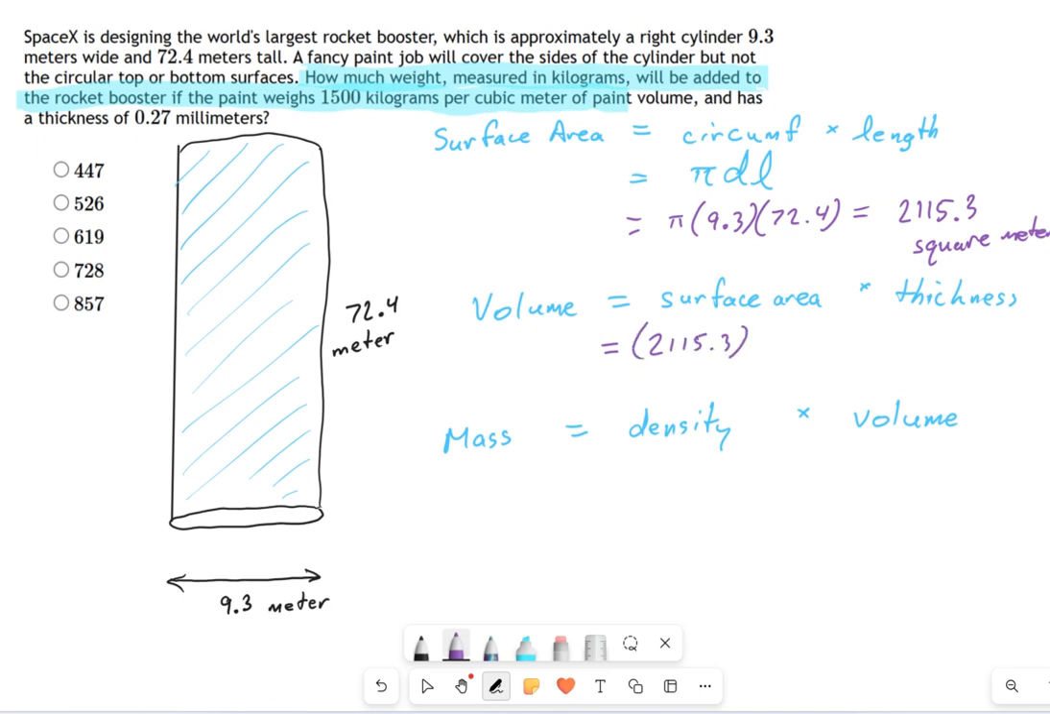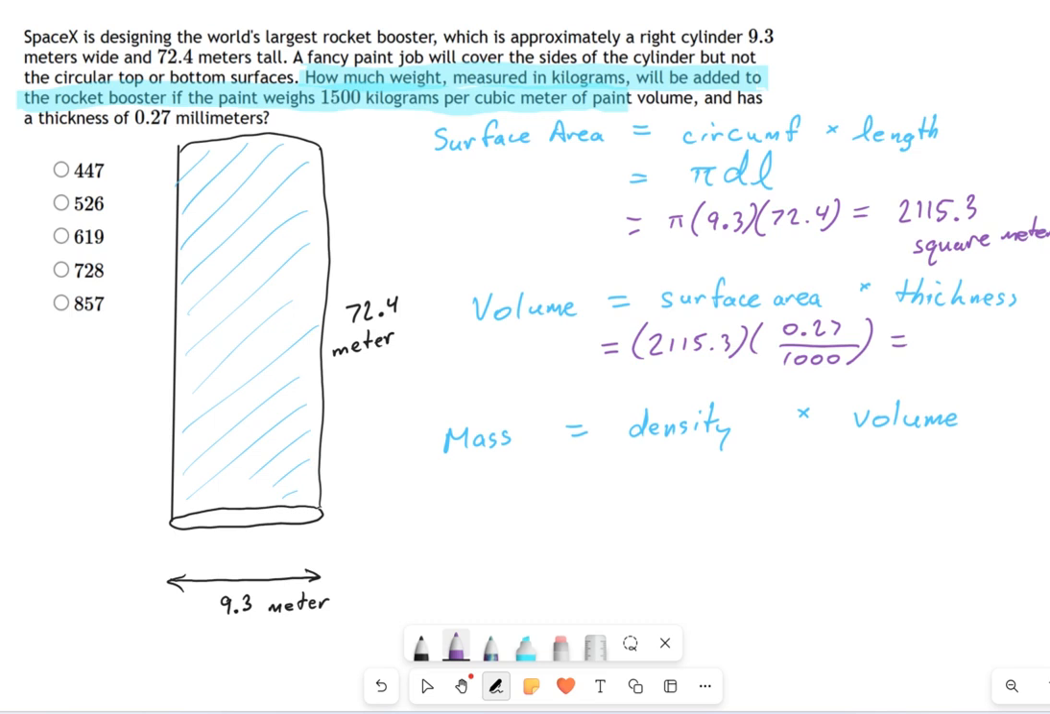And the way you calculate volume of paint is you take the surface area, which we've already figured out, that's 2,115.3, and you multiply it by the thickness of the paint. Well, we were told the thickness of the paint, that's 0.27 millimeters. Okay, that's interesting. How many meters is a millimeter? You're going to have to take that 0.27 and divide it by 1,000. Because if you did 0.27 times the surface area, what you're saying is this thing is like a foot thick paint. And that's not what's going on. It's 0.27 millimeters, not 0.27 meters. So this is the way we do that multiplication.